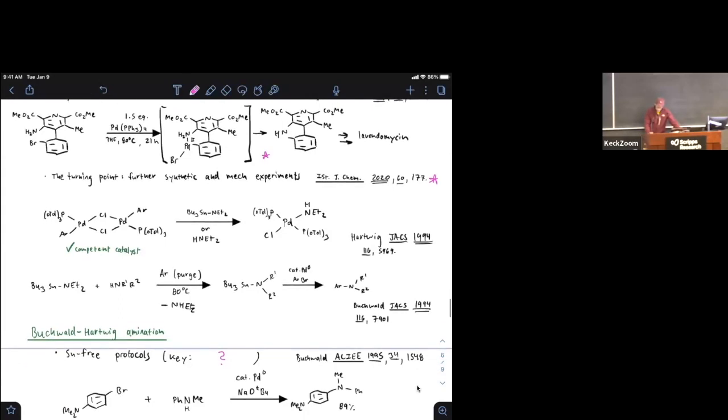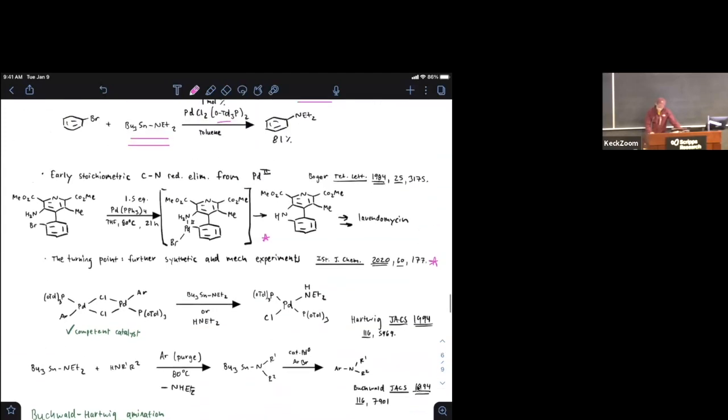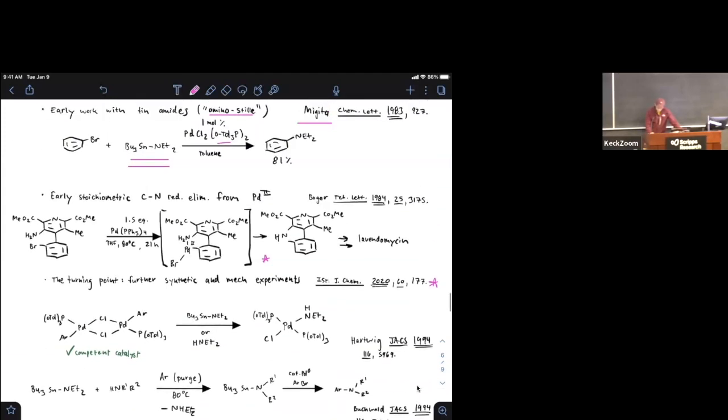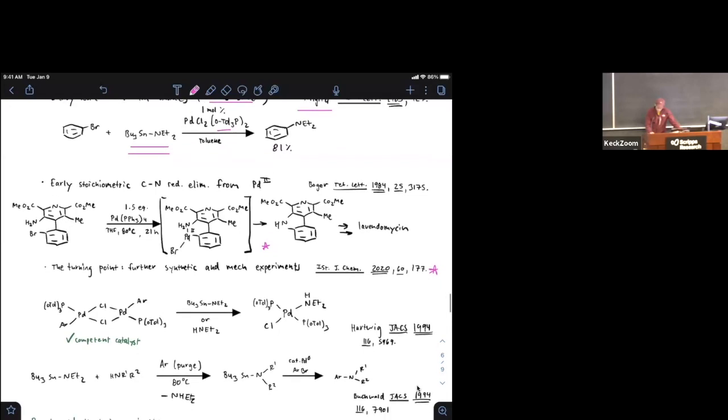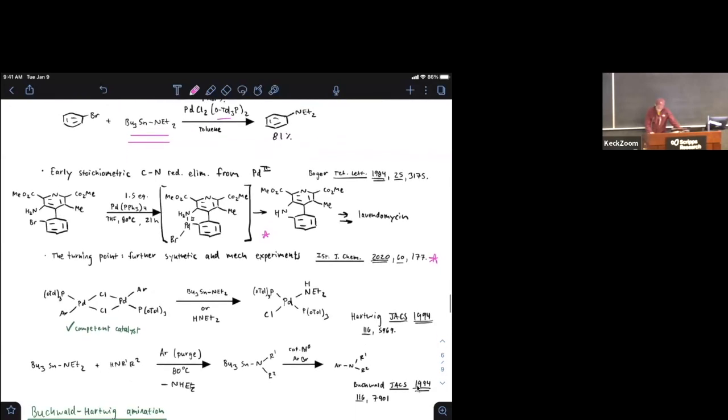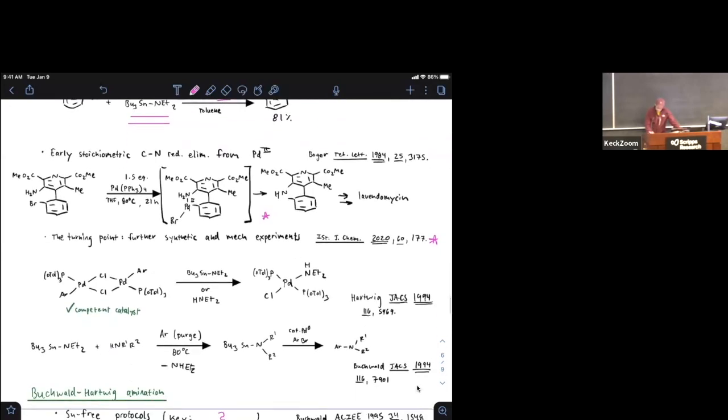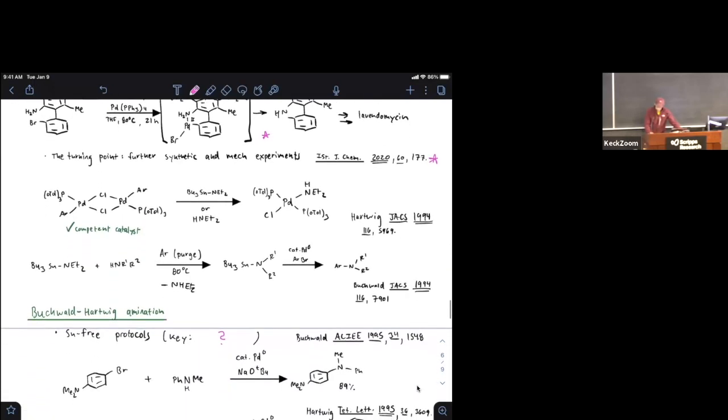So the Hartwig group came at this from a mechanistic perspective, revisiting the prior work by the Migita group and focusing specifically on this key reductive elimination step. In this study by Hartwig from 1994, they were able to isolate several of the key proposed intermediates and then demonstrate unambiguously reductive elimination from the palladium(II) center.